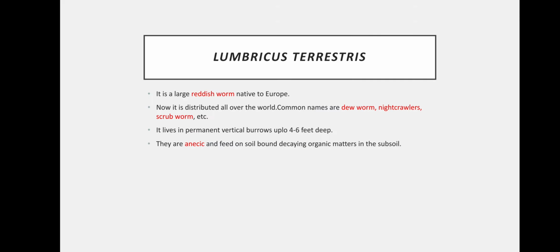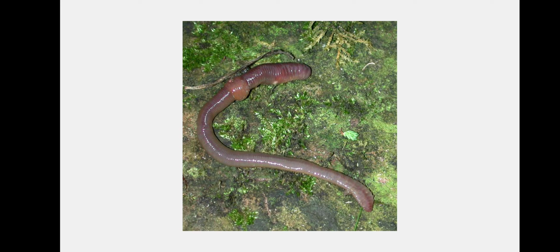Lumbricus terrestris is much more rarely used, but it's also an exotic species. A large reddish worm native to Europe, distributed all over the world, commonly known as dew worm, night crawler, scrub worm, etc. It lives in permanent vertical burrows and feeds on soil-bound decaying organic matter in the subsoil. So that's all about exotic species. This is a picture of Lumbricus terrestris.